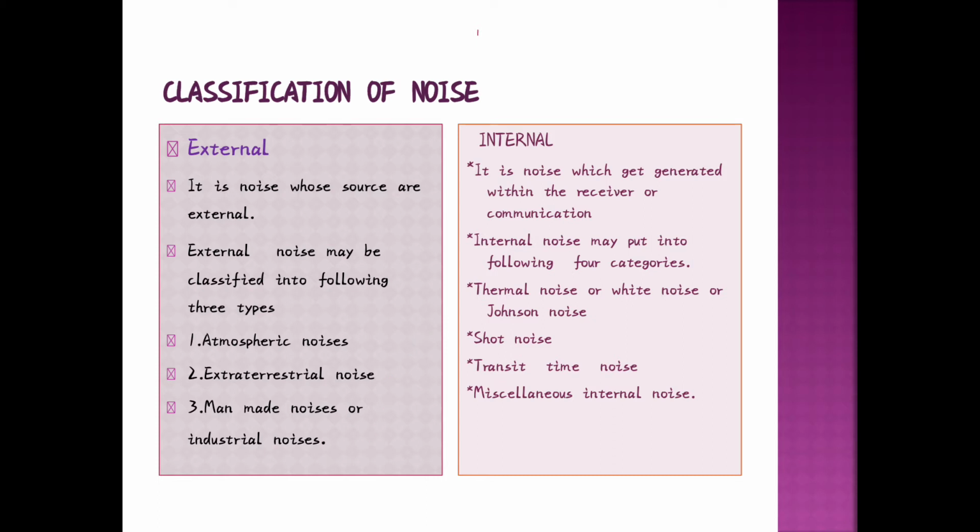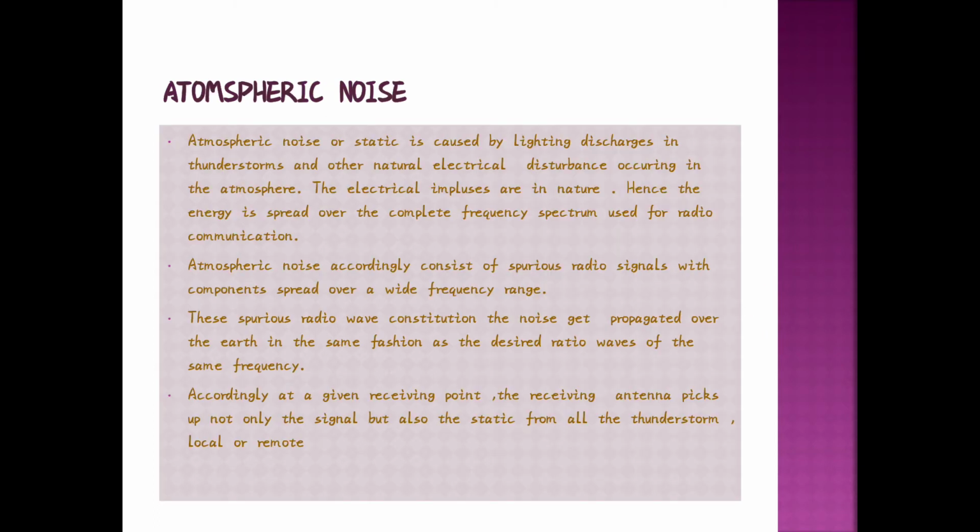Next one, internal noise. Internal noise is the noise which gets generated within the receiver or the communication system. Internal noise is further divided into four types, namely thermal noise, shot noise, transit time noise, and miscellaneous internal noise. Next we see them in detail.